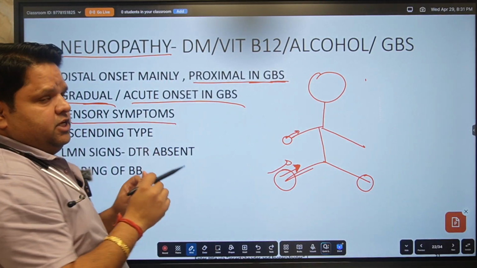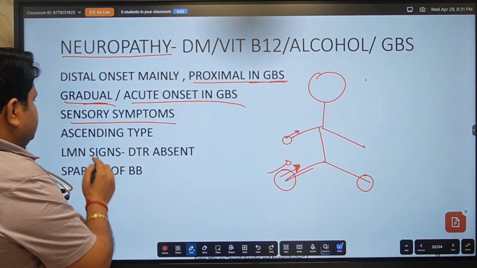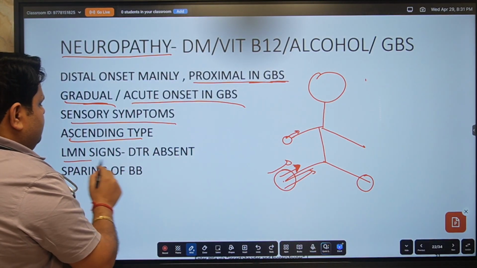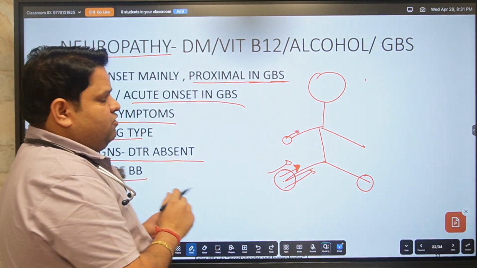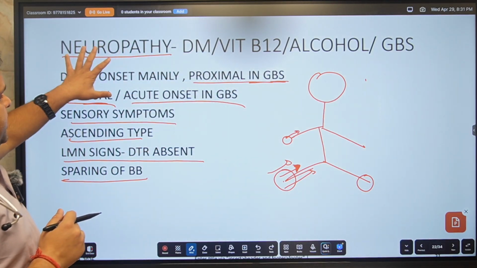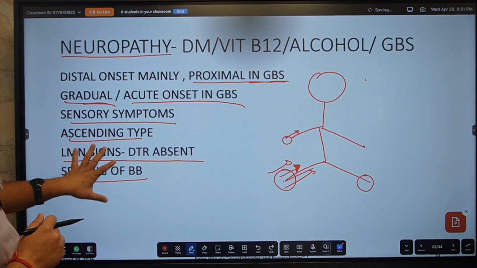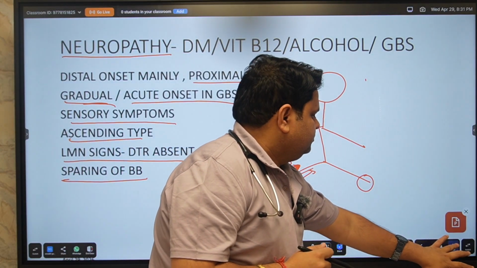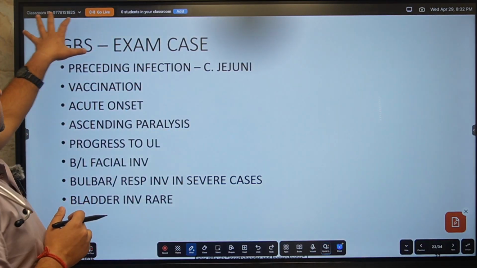Sensory symptoms are present: tingling sensation, paresthesia, numbness, other sensations. Ascending type of weakness starts from the foot, then ascends upward. LMN sign only, DTR is absent. Sparing of the bladder bowel is present in neuropathy. So for neuropathy, classical symptoms are distal onset, gradual onset, sensory symptoms, ascending type, LMN sign, and sparing of the bladder and the bowel. The classical example of neuropathy for exam is GBS.